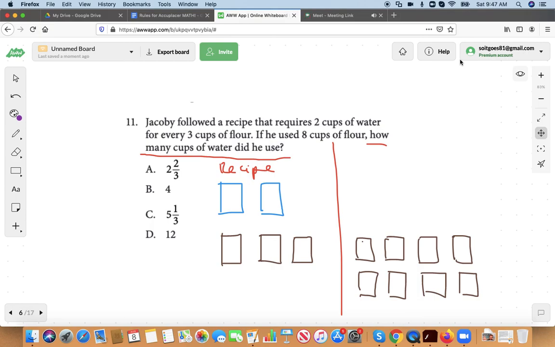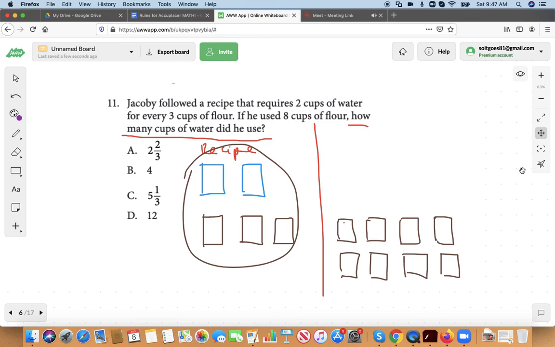Now, we know the amount of water he's going to have to use has to be proportional to this amount right here. We know for every 3 cups of flour he uses, he needs 2 cups of water. If you were going to guess, just guess. Don't even look at the answer choices right now. How many cups of water would you guess he needs? I'm looking at the algebra way. Yeah, and I'm saying, look at it and think logically. Is it going to be more than 8 or less than 8 cups of water?